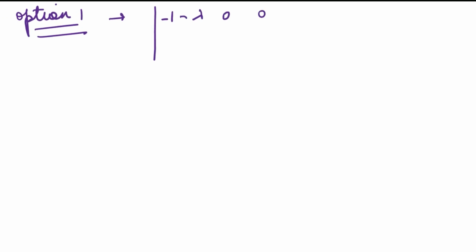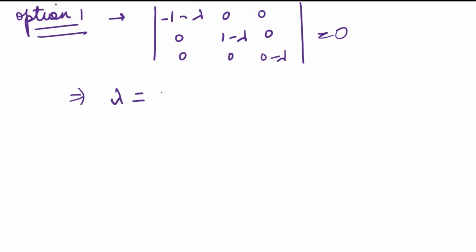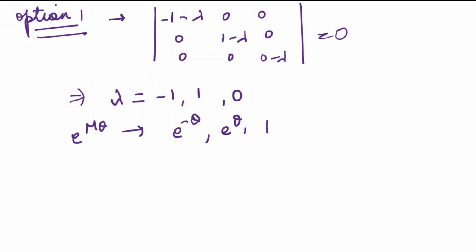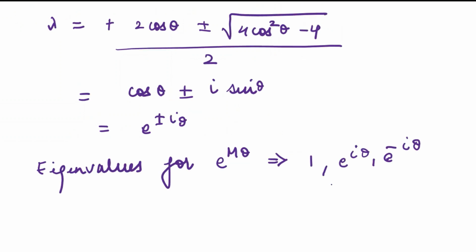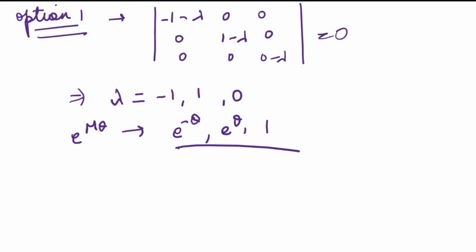Minus 1 minus lambda, 0, 0; 0, 1 minus lambda, 0; 0, 0, 0 minus lambda. So it gives us eigenvalues lambda equals minus 1, 1 and 0. So the eigenvalues for e raised to power M theta will be e raised to power minus theta, e raised to power theta and 1. But the eigenvalues we have just calculated, these are e raised to power iota theta and e raised to power minus iota theta. So it is not the answer.